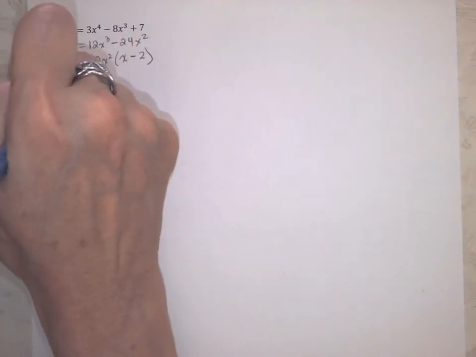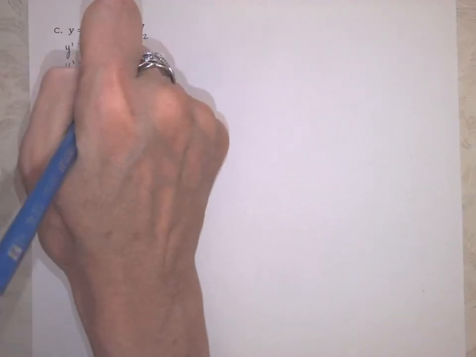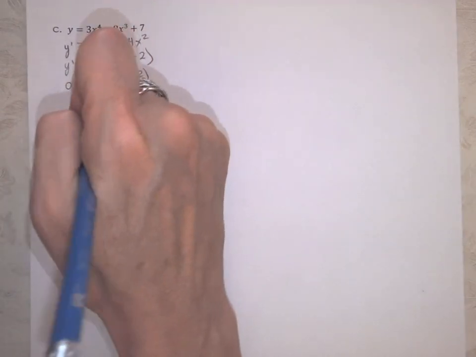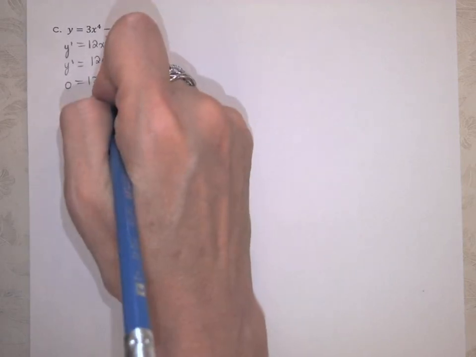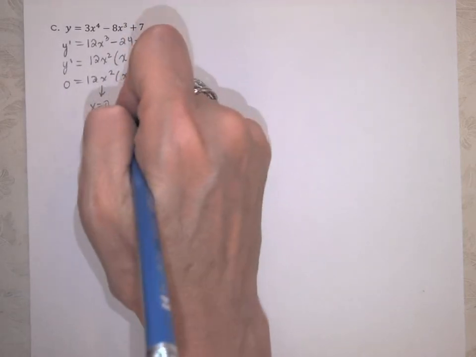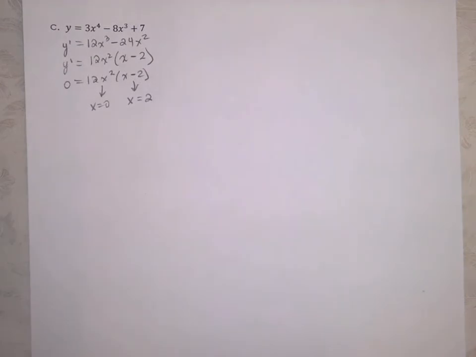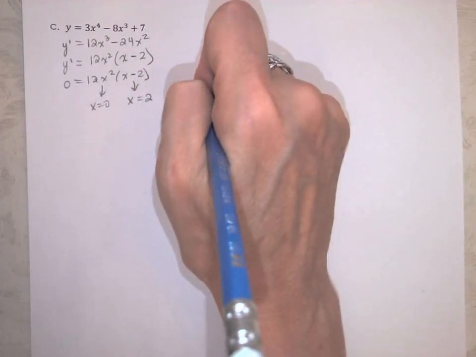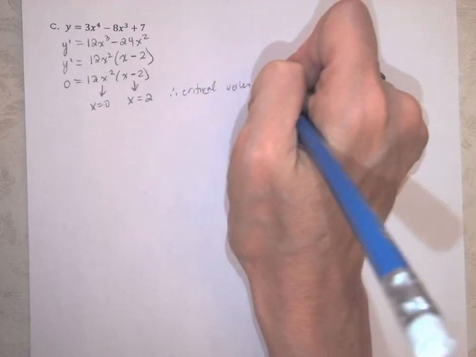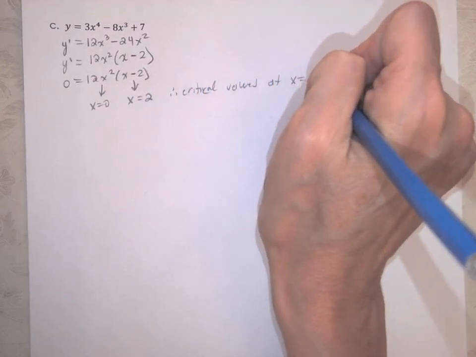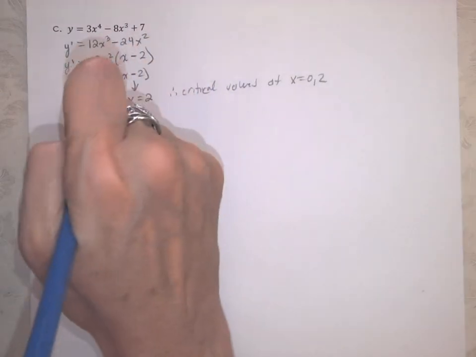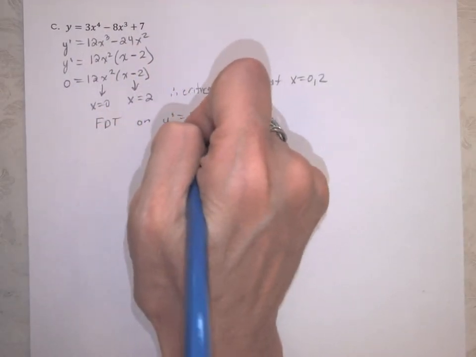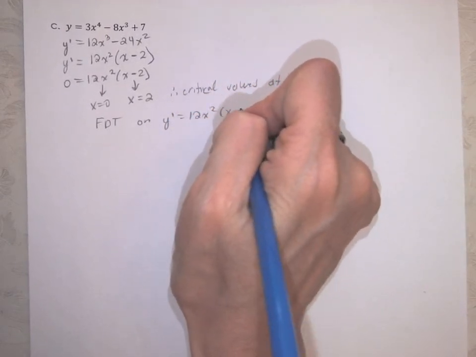set equal to 0. And I can see that this is true if x is 0. For x squared to be 0, x would have to be 0. And for x minus 2 to be 0, x would have to be 2. So therefore, critical values at x equals 0 and 2. So we're going to do the first derivative test on y prime equals 12x squared times x minus 2.